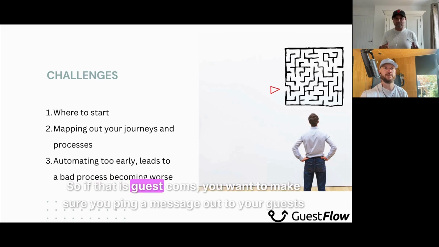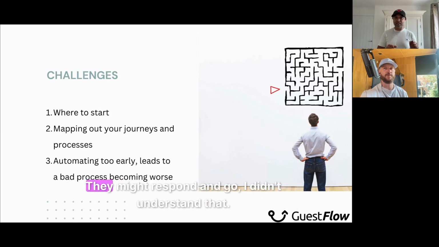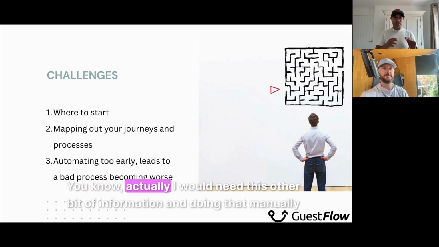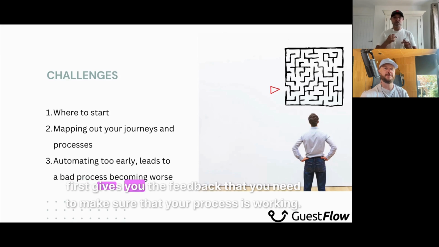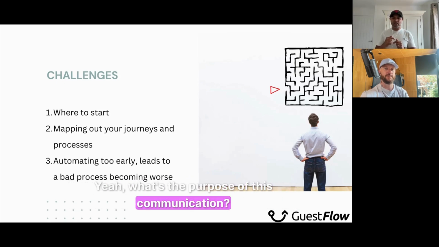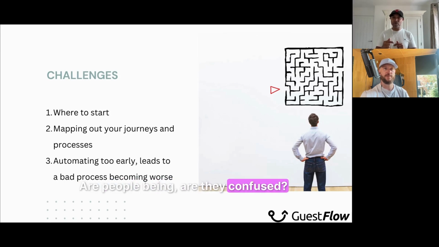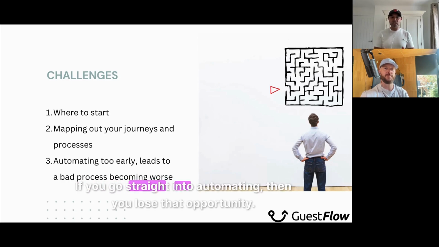So if that is guest comms, you want to make sure you ping a message out to your guests manually. They might respond and go, I didn't understand that. You know, actually, I would need this other bit of information. And doing that manually first gives you the feedback that you need to make sure that your process is working. Yeah. What's the purpose of this communication? This is the purpose. Are they confused? Are they missing anything? You need that feedback. If you go straight into automating, then you lose that opportunity.